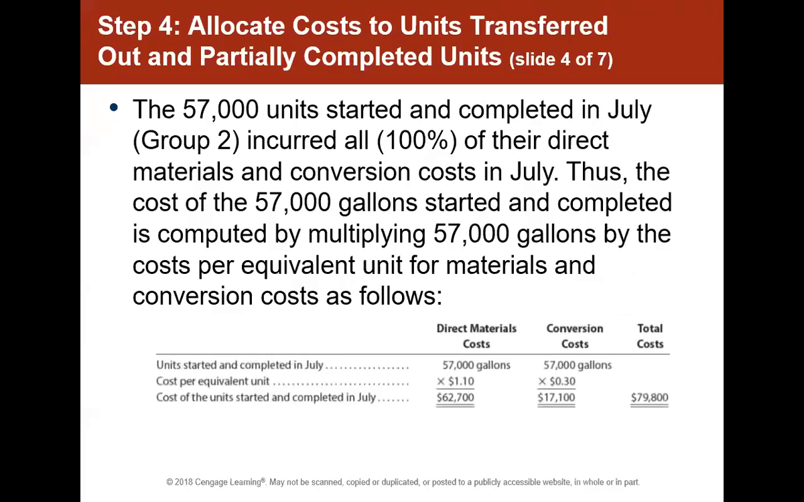The second group was what was started and completed. Those were 100%, so our equivalent units were 57,000 for both materials and conversion. We just multiply them by their cost per equivalent unit. So the cost of the units started and completed is $62,700 for materials and $17,100 for conversion, a total of $79,800.